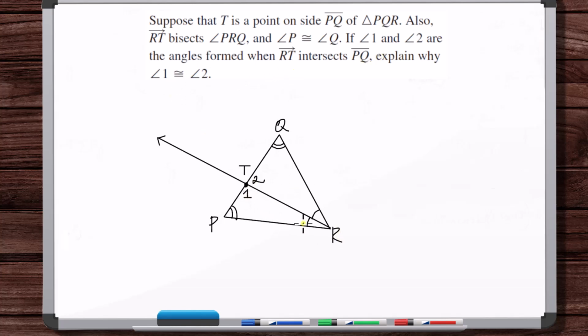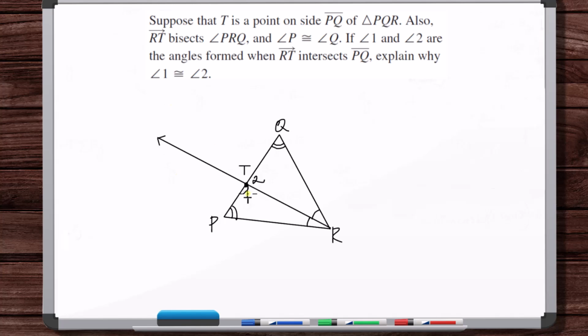Well, it's going to come from that corollary: if two angles of two triangles are congruent, then the third angle must be congruent. Because look, angle P is congruent to angle Q, and this angle is congruent to this angle. So these two triangles have two pairs of congruent angles. So that means angle 1 must be congruent to angle 2. That's it. It's based on that corollary that we just worked with in the previous problem.